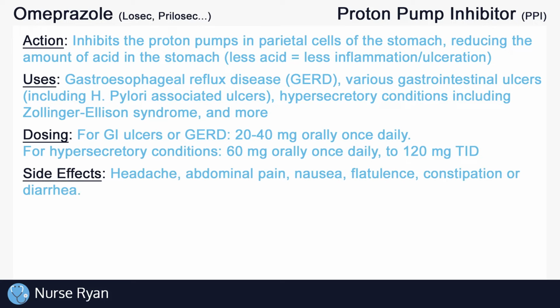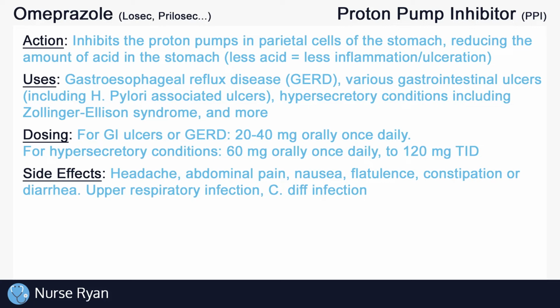PPIs generally have relatively few side effects. The most common include headache, abdominal pain, nausea, flatulence, constipation, and diarrhea. These side effects typically occur less than 5% of the time. Just some of the less common side effects include upper respiratory infection, especially in children, and C. diff infection. These side effects are thought to be caused by increased bacterial colonization of the stomach as a result of decreased stomach acidity.